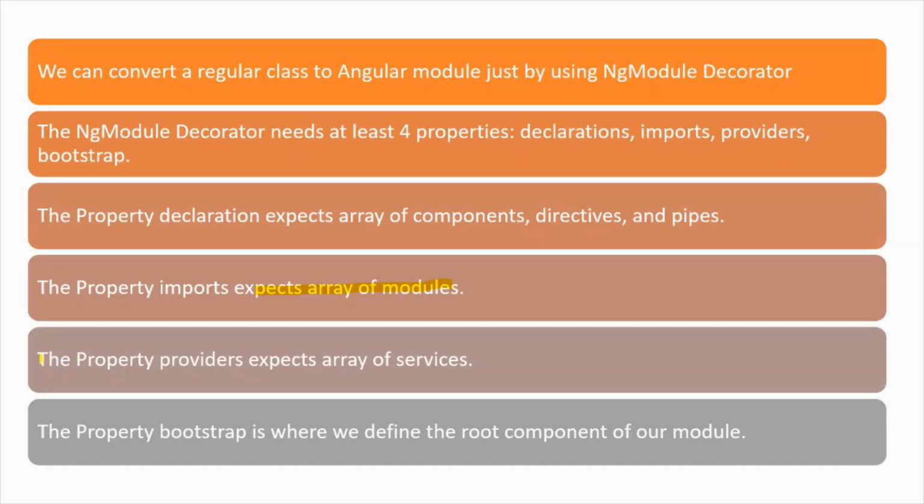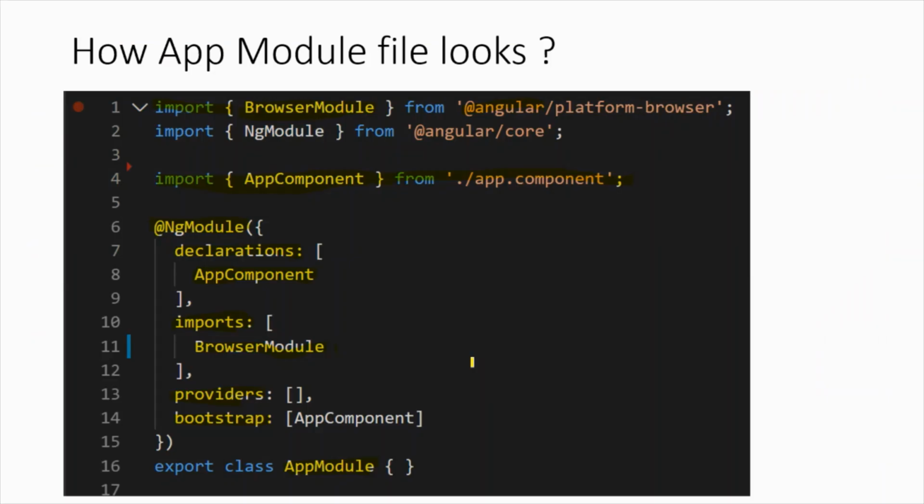The next point is that the providers property expects an array of services. Till now I have not told you about services. So what are services? We have different kinds of services. To interact with an API, we need a service. To interact with a third party library, we need a service.